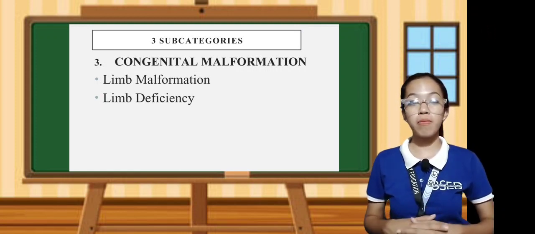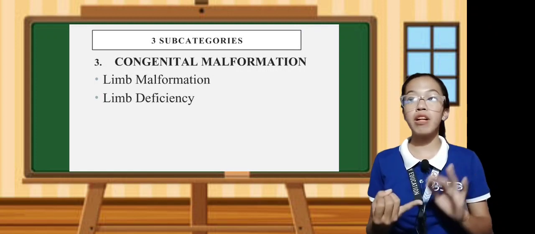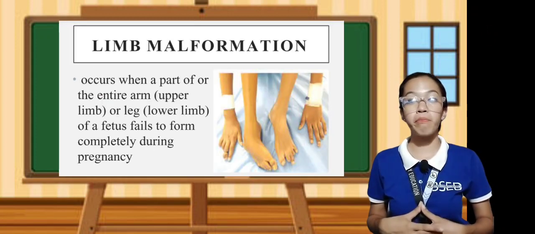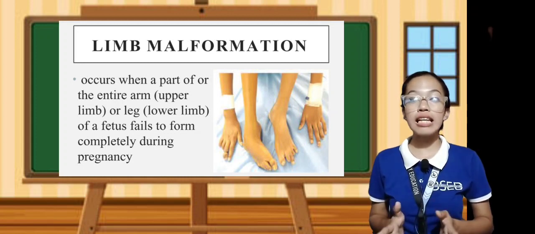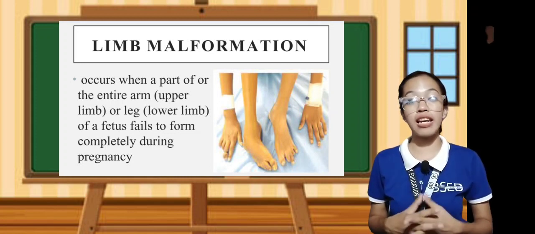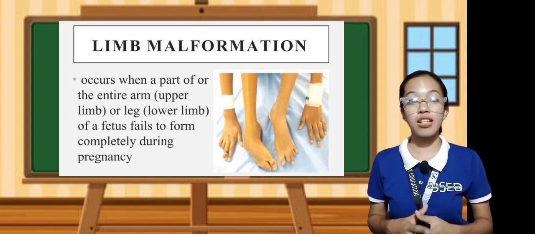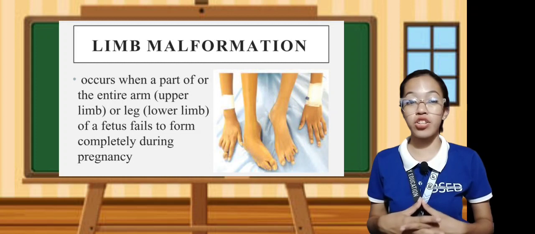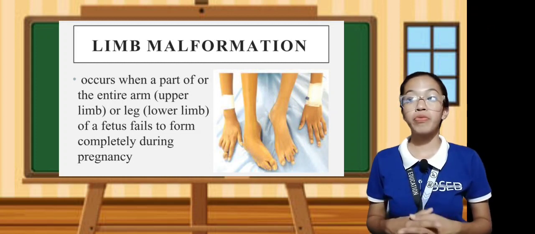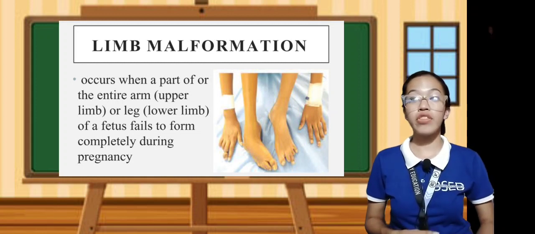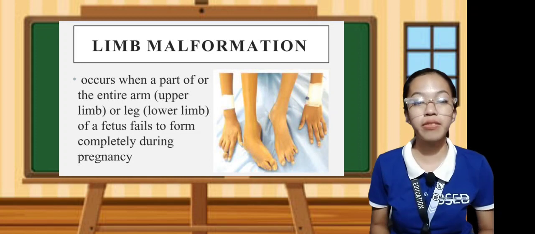So in congenital malformation, we have limb malformation and limb deficiency. So we have here the limb malformation. The limb is another name for arms and legs. So kids with limb deformities have differences in the way their arms or legs are shaped. For example, their legs may be curved, or one might be shorter than the other, or a bone in the arm may be short or missing.